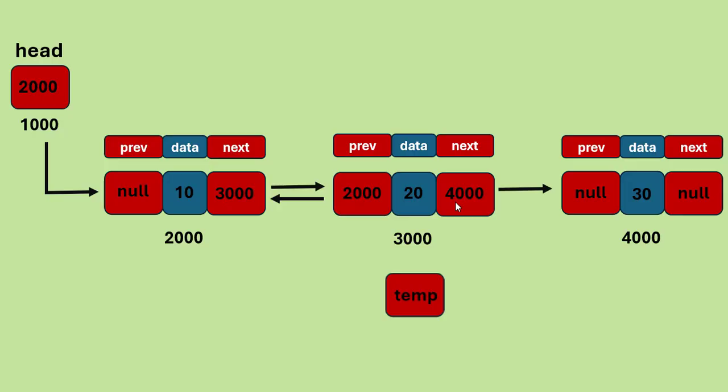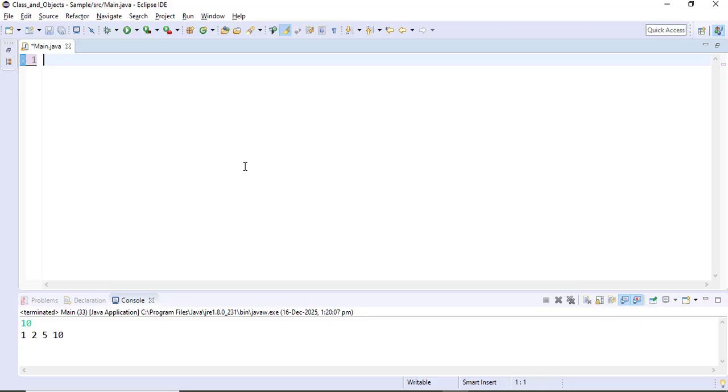Now I have to create the backward link. For the new node's previous, I have to store the temp value. The temp value is 3000. That will be stored in the new node's previous. So the link will be created for the backward direction. This is the logic to insert an element at the end of a doubly linked list. Now let's go for the implementation of the program.